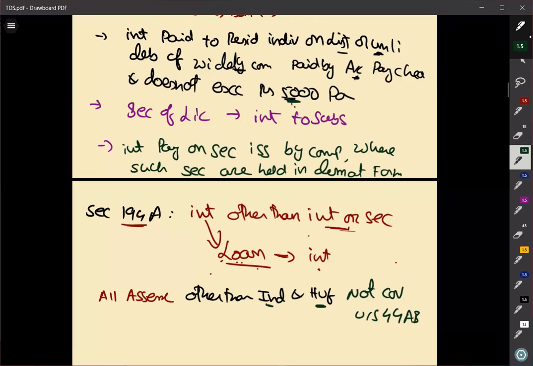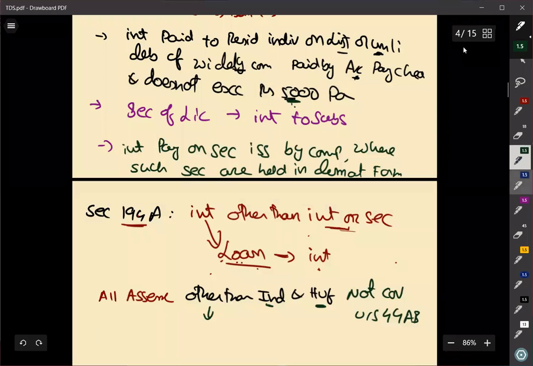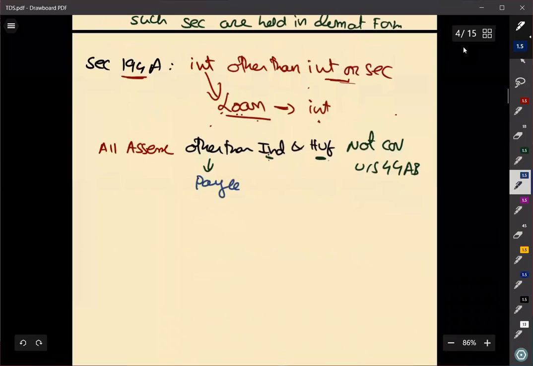If the individual is covered under tax audit, then 194A is applicable even to the individual as well as the HUF. That is one most important thing we need to understand. This point is applicable to the payer, the person who is making the payment. The person making the payment should be other than an individual or HUF for this provision to apply. Let me give an example.